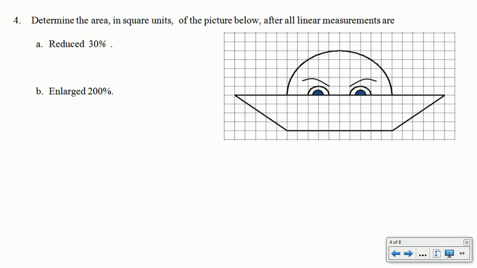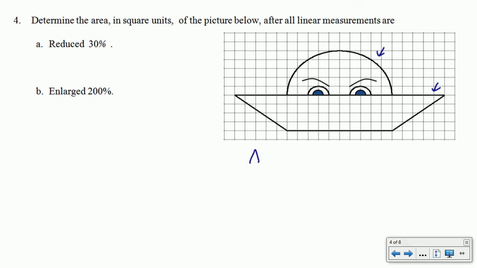In question number 4, we need to determine the area in square units of the picture below after all linear measurements are reduced 30% and enlarged 200%. So it would be helpful to determine the original area first. We have a trapezoid here and a half circle here.